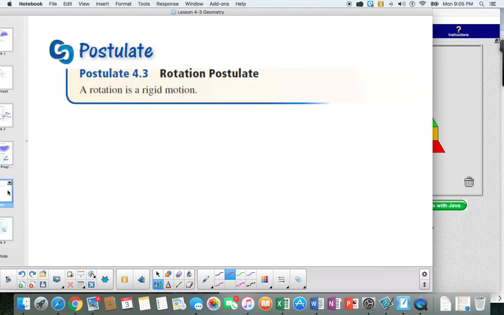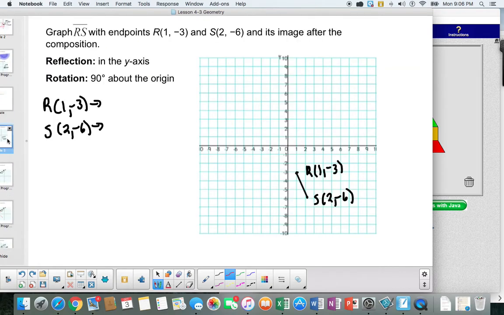Okay, a rotation is a rigid motion. So when we move the points in a rotation, all the sides will stay the same, congruent to each other from pre-image to image, and all the angle measures will stay the same from pre-image to image.